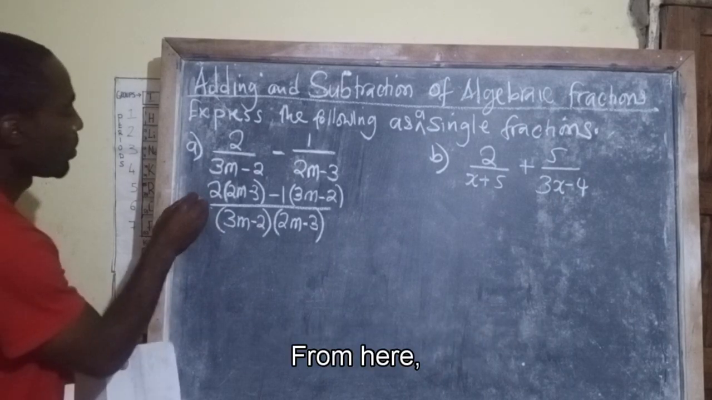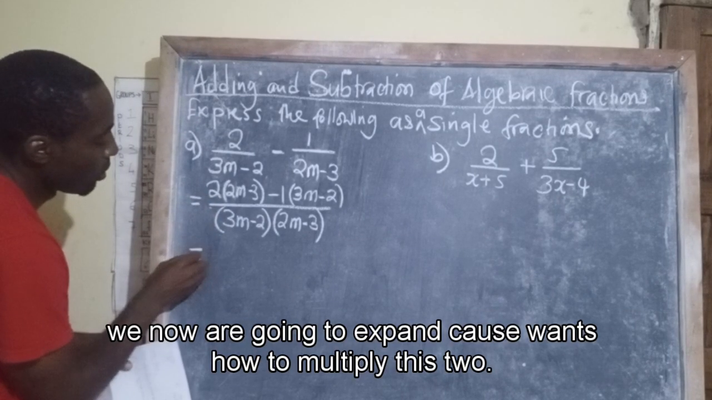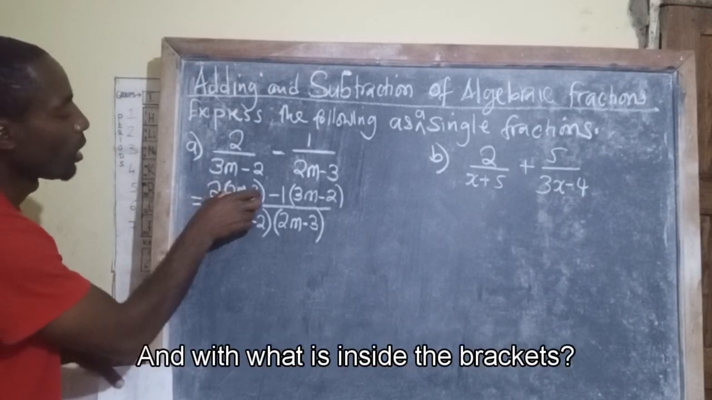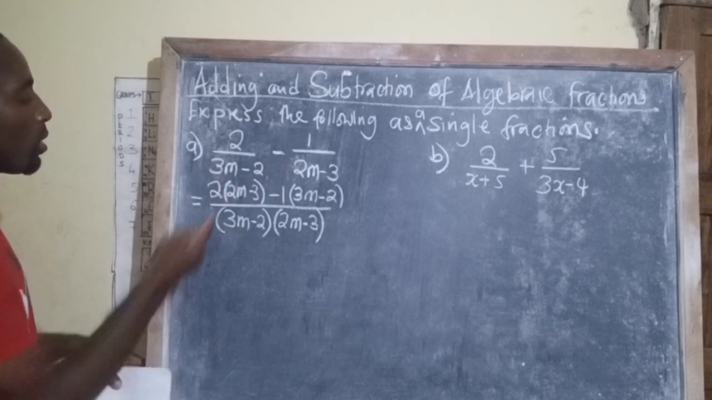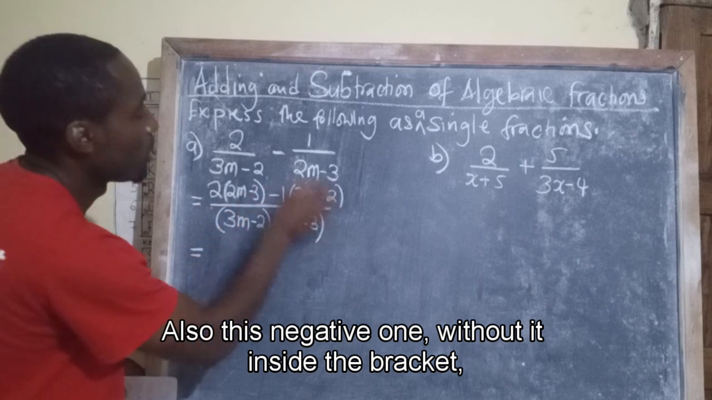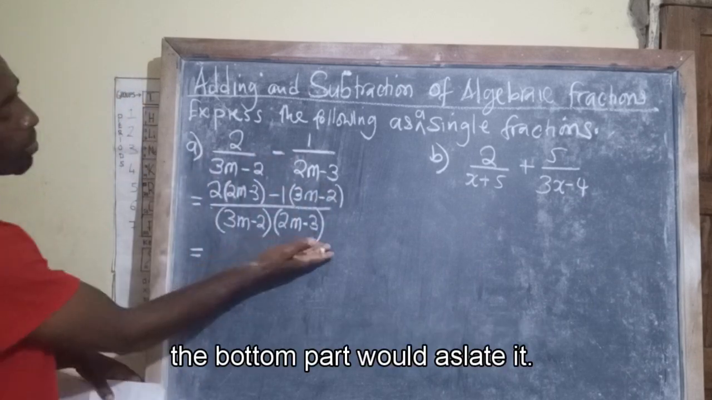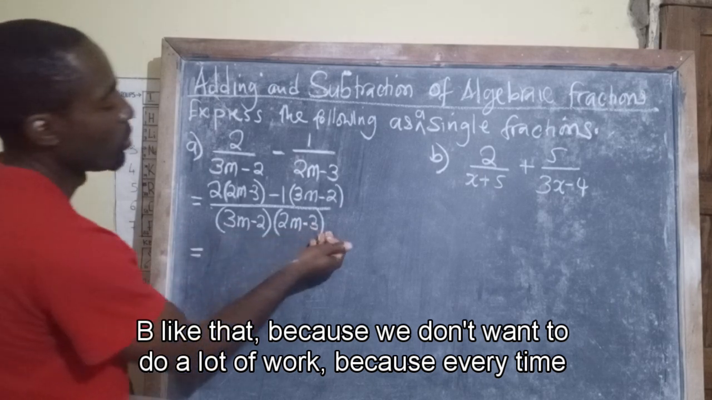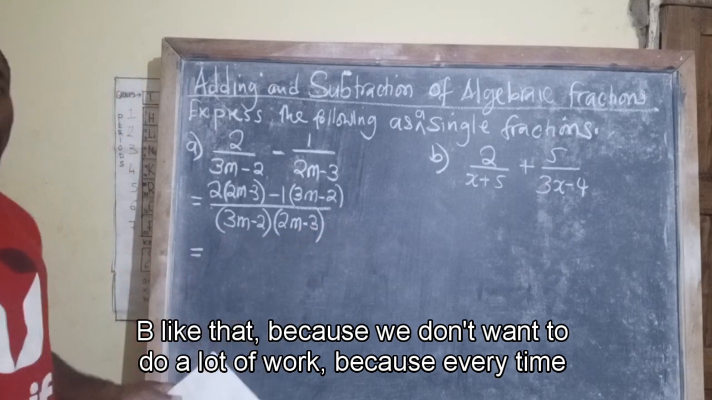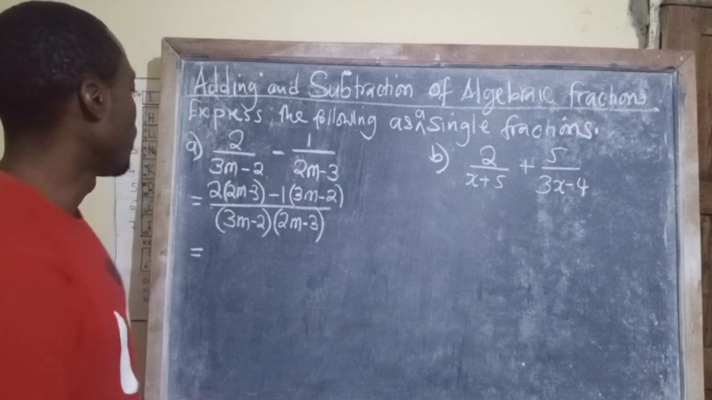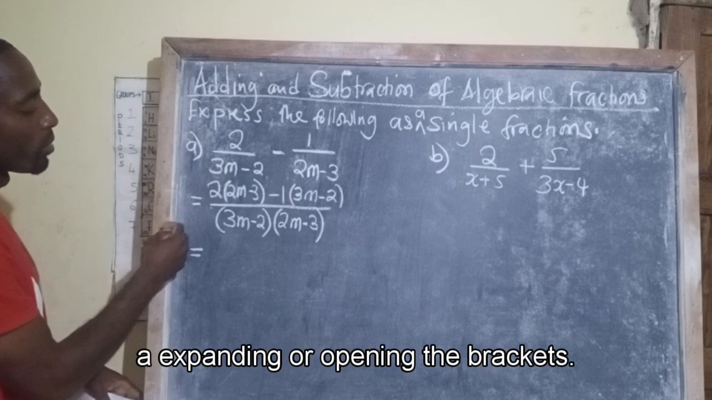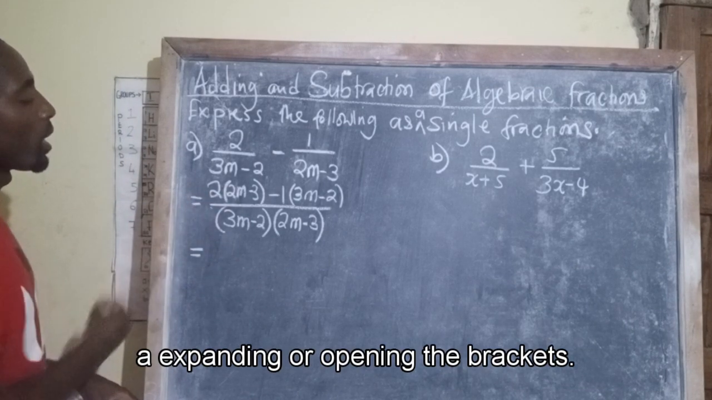Okay, then from here, we are now going to expand, because we want now to multiply these two with what is inside the brackets. Also this minus 1 with what is inside the brackets. The bottom part, we'll just let it be like that, because we don't want to do a lot of work, because maybe time will not be with us. Okay, so we'll now start expanding or opening the brackets.